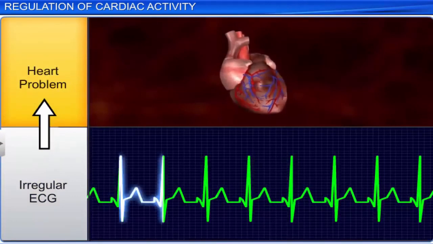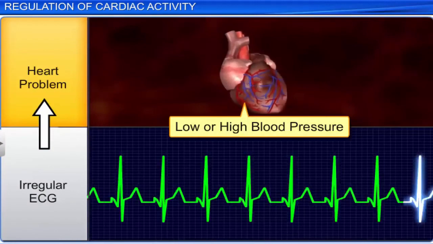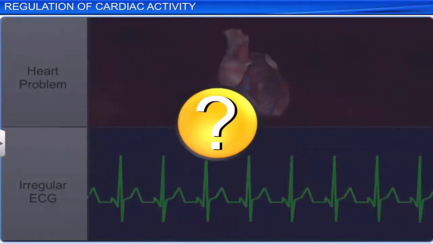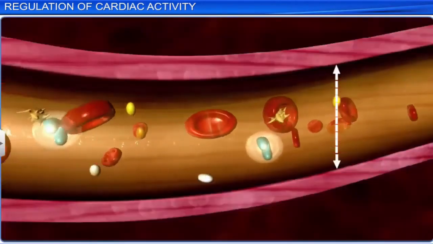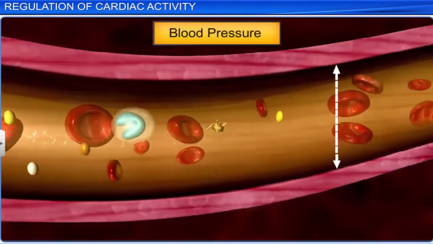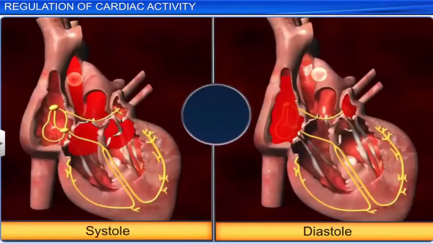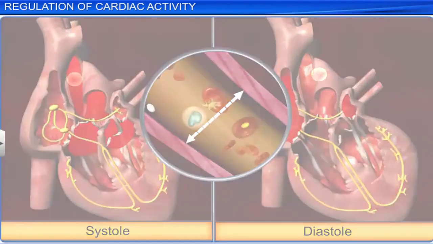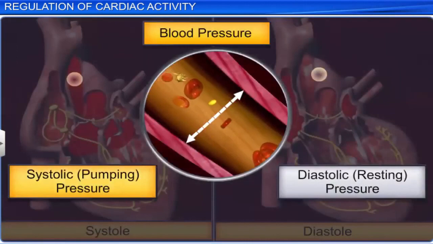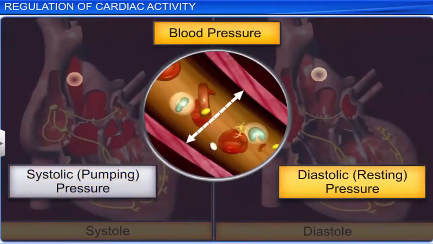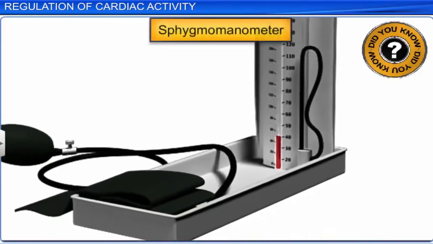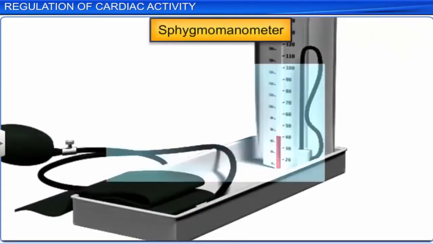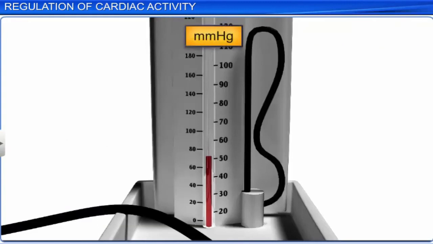Most heart-related problems are related to drastic changes in blood pressure. Now let us see what blood pressure is. During circulation, when the heart pumps, blood rushes through the blood vessels, exerting some pressure on the walls of the blood vessels. This is called blood pressure or BP. The heart undergoes alternate systole and diastole, and hence blood pressure is measured as systolic or pumping pressure and diastolic or resting pressure. Did you know that blood pressure is measured using an instrument called a sphygmomanometer? It measures blood pressure in millimeters of mercury or mmHg.